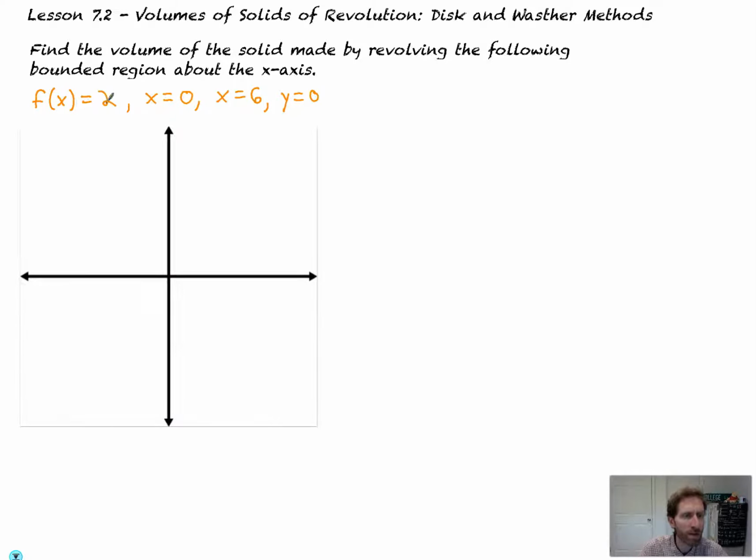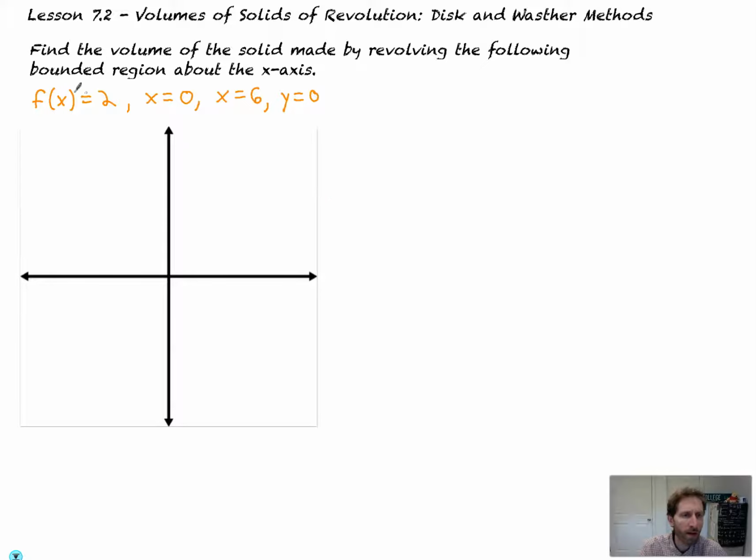We've got f of x equals 2 as part of the region, x equals 0, x equals 6, and y equals 0. The instructions say find the volume of the solid made by revolving the following bounded region about the x-axis. So what's different between this and what you've done before with finding area is you're going to have an area of a region, and then you're going to revolve it about something, causing you to have a three-dimensional object, which is really, really cool.